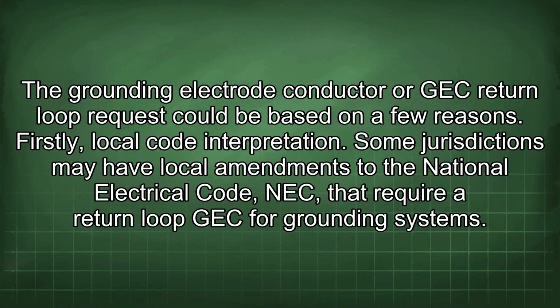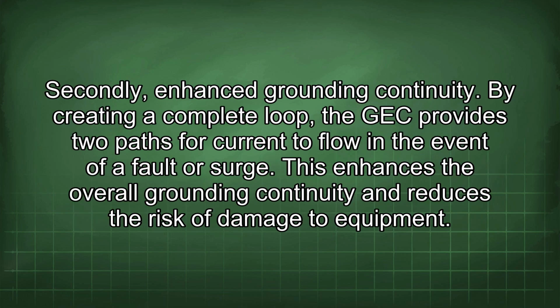The grounding electrode conductor, or GEC, return loop request could be based on a few reasons. Firstly, local code interpretation. Some jurisdictions may have local amendments to the National Electrical Code (NEC) that require a return loop GEC for grounding systems. Secondly, enhanced grounding continuity. By creating a complete loop, a GEC provides two paths for current to flow in the event of a fault or surge. This enhances the overall grounding continuity and reduces the risk of damage to equipment.